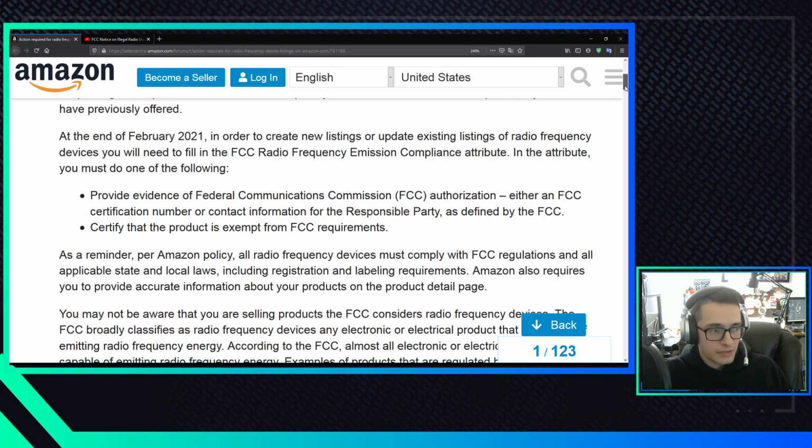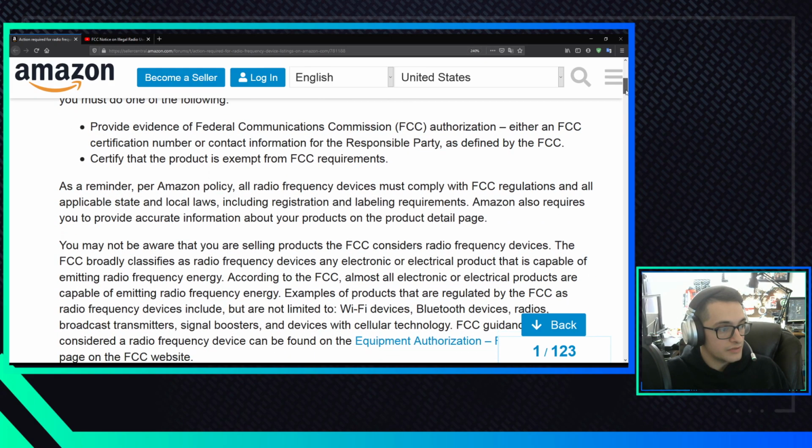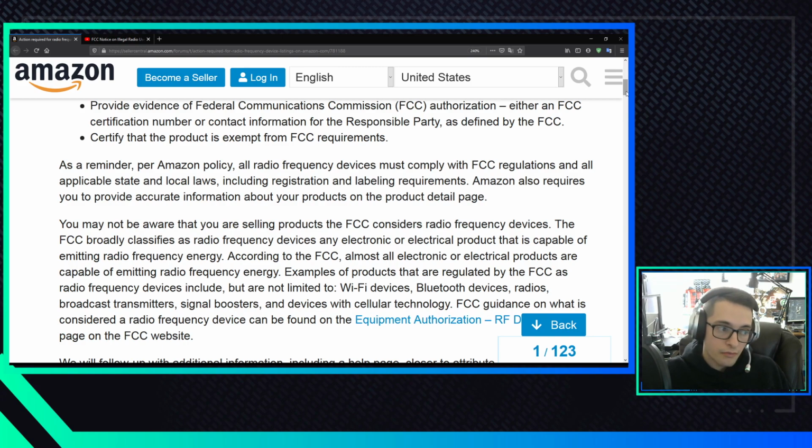At the end of February 2021, in order to create a new listing or update a listing of radio frequency devices, you will need to fill the FCC radio frequency emission compliance attribute. In the attribute, you must do the following: provide evidence of a Federal Communications Commission authorization, either an FCC certification number or contact information for the responsible party as defined by the FCC, or certify that the product is exempt from FCC requirements. As a reminder, per Amazon policy, all radio frequency devices must comply with FCC regulations and all applicable state and local laws, including registration and licensing requirements.